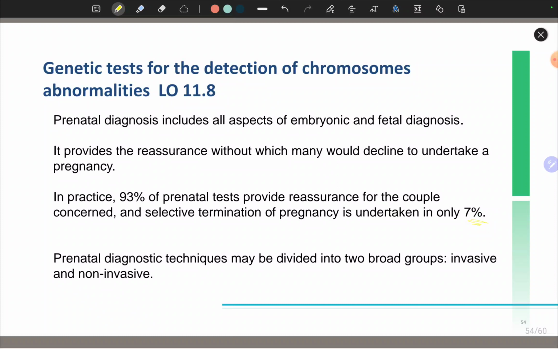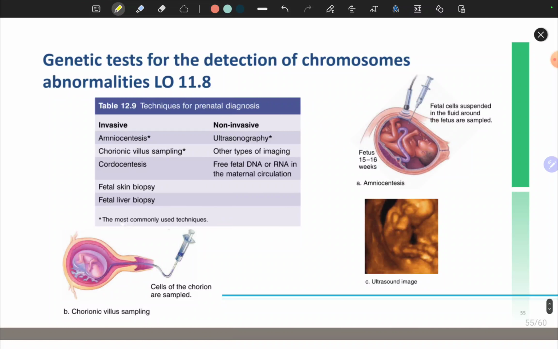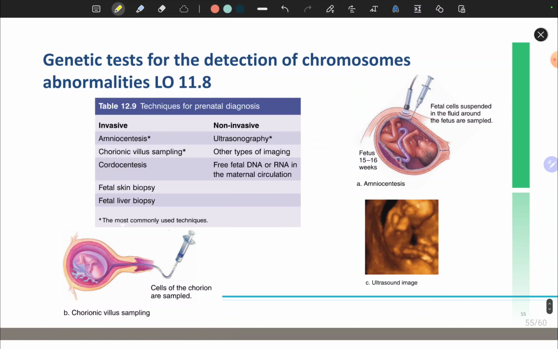Prenatal diagnosis techniques may be divided into 2 groups, invasive and non-invasive. So invasive means there is some sort of invasion or some harm to the baby and the lady. So this is what we call invasive.